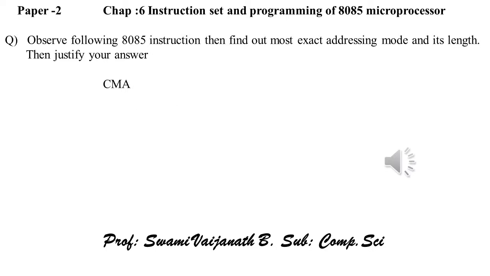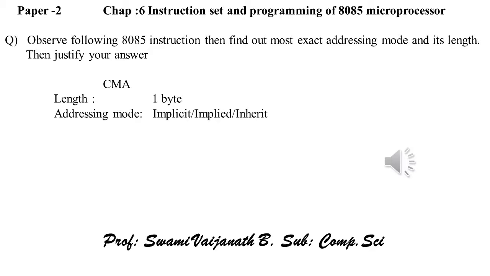The instruction CMA has a length of 1 byte, because the operand is absent and only the opcode is present. Its addressing mode is implicit, implied or inherent. Why? Because the operand is absent, only the opcode is present, and it is itself executed, so its addressing mode is implicit, implied or inherent.